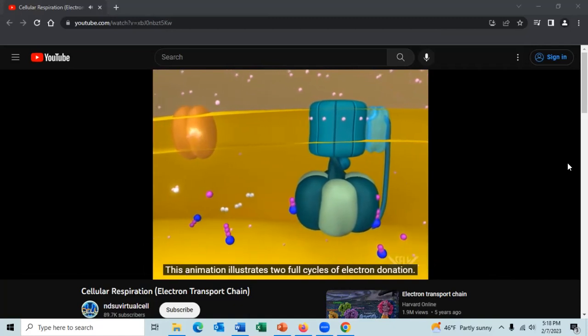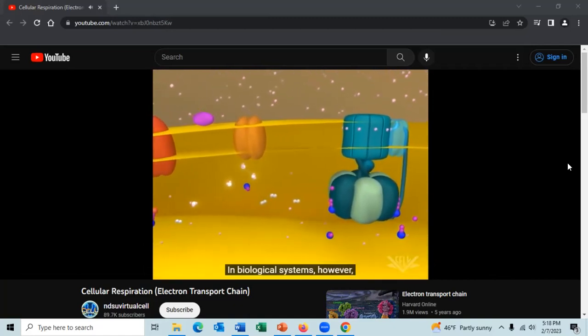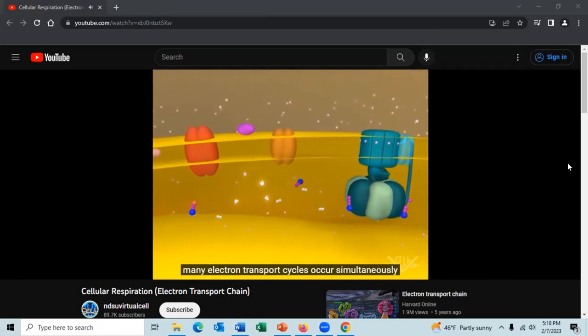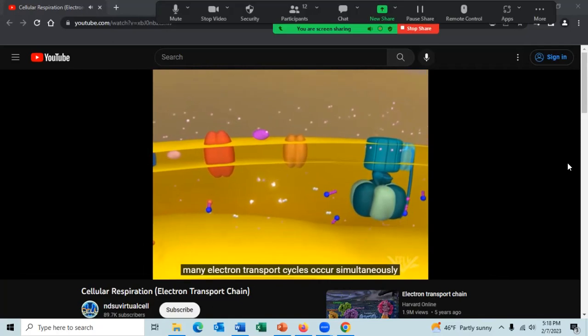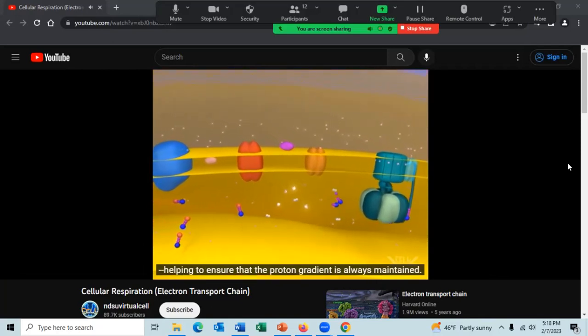This animation illustrates 2 full cycles of electron donation. In biological systems, however, many electron transport cycles occur simultaneously, helping to ensure that the proton gradient is always maintained.